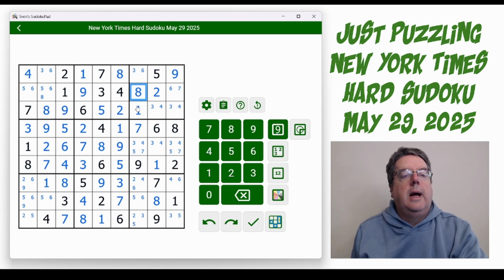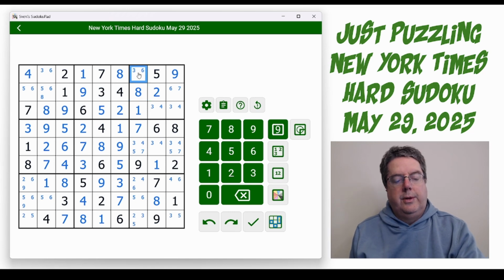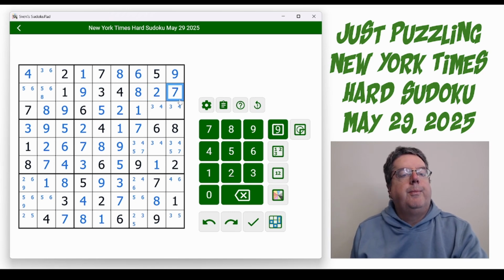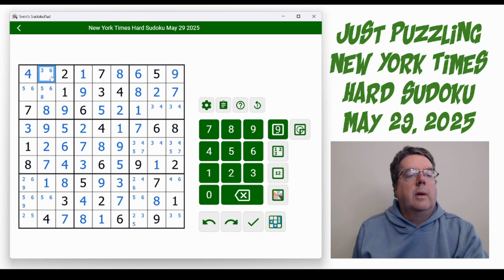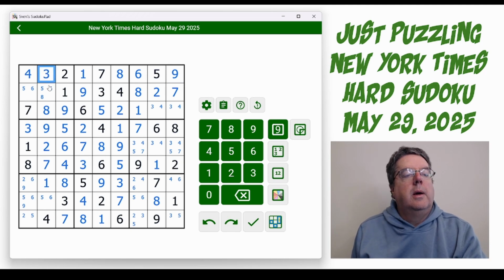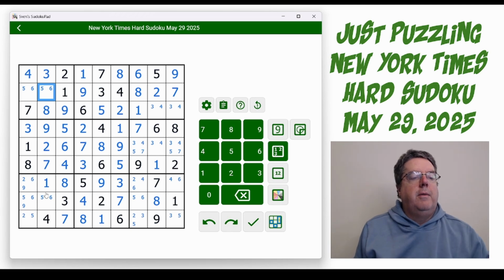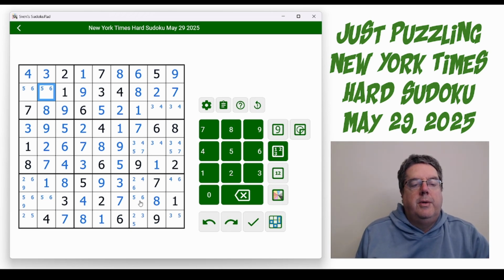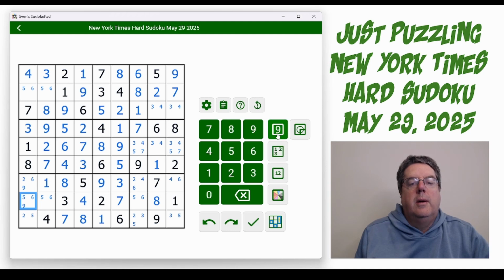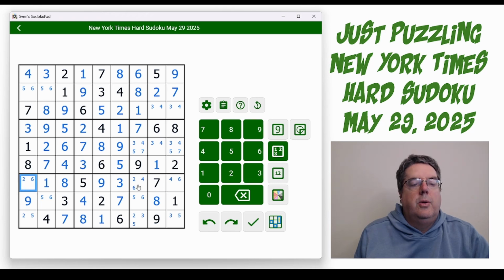8, 8, 6, 7, 3. Can't be an 8. Don't know about 5, 6 at the moment. 5, 6, 5, 6. So you are definitely a 9. Clear out the 9 from there. 2, 6, 2, 4, 6, 5, 6, 2, 3, 4, 3, 4. You can't be a 7.